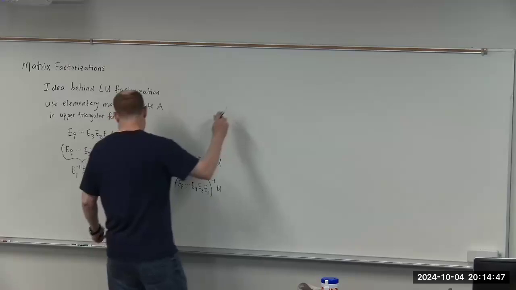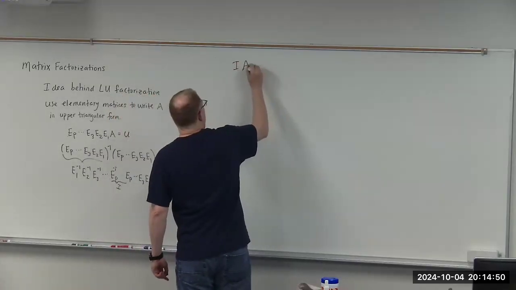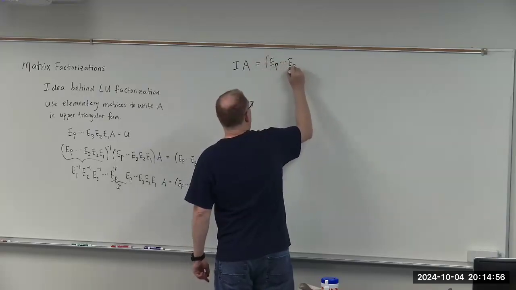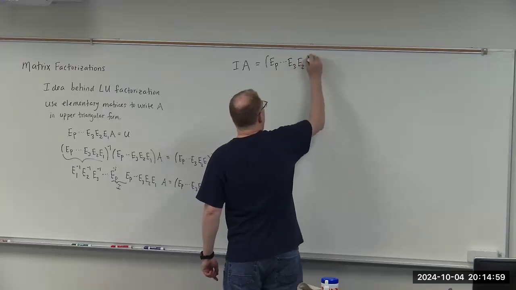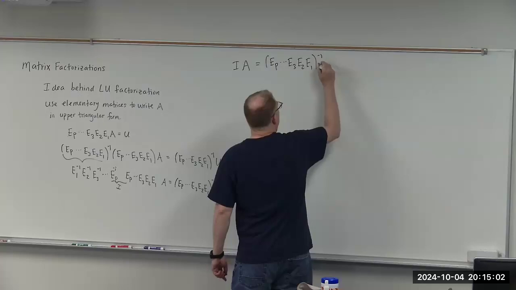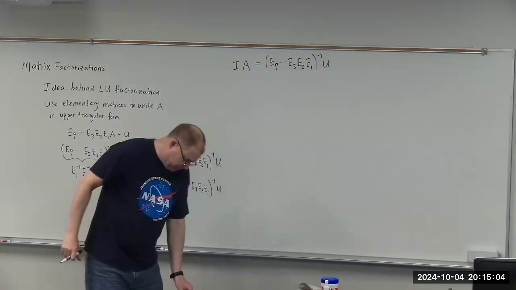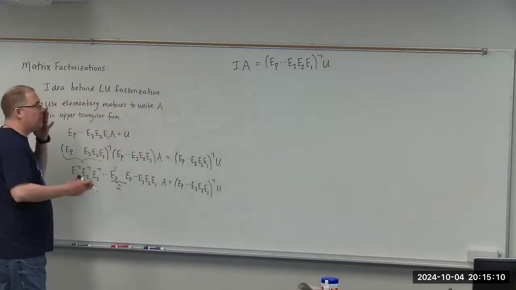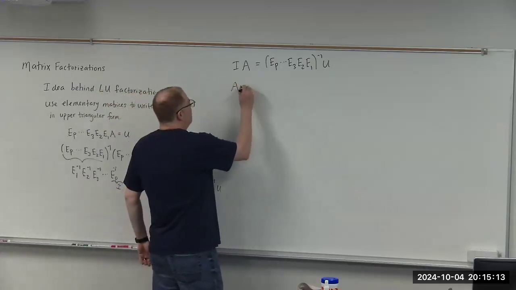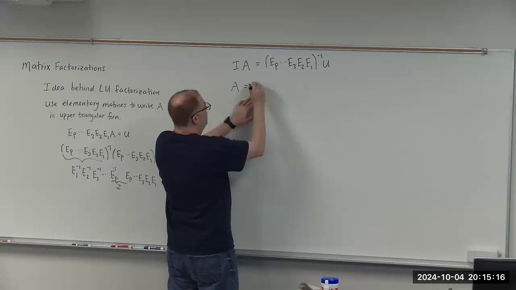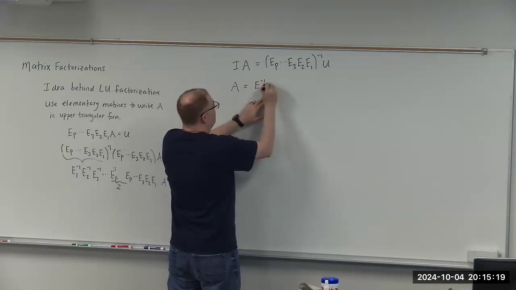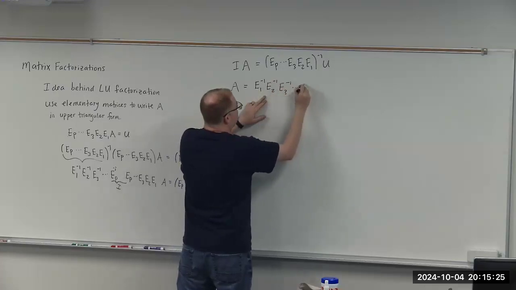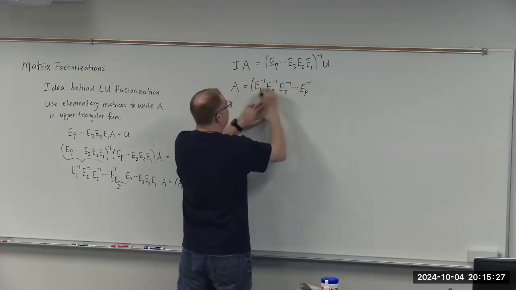So let's go up here. You get I times A equals this. We know that I times A, where I is the identity matrix, is just A. And when you take the inverse of this, it becomes E1 inverse times E2 inverse times E3 inverse, and so on. We do that for each of the elementary matrices.